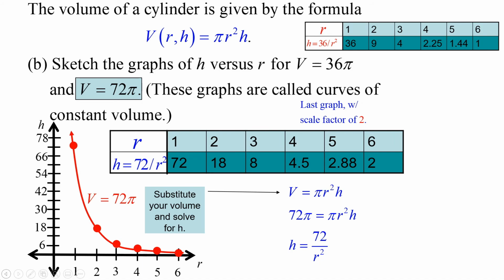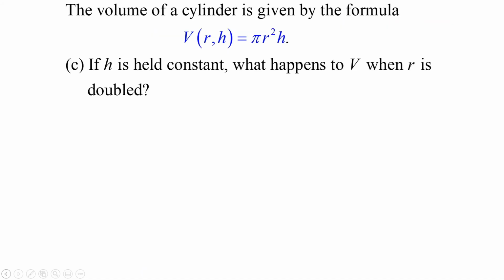Oh, this is cool. Now, part C. If H is held constant, what happens to the volume when the radius is doubled? Well, think about that. If I double this R, so it becomes 2 times R, and I square that, aren't I actually going to get a volume that's 4 times the previous volume? Let me prove that to you.